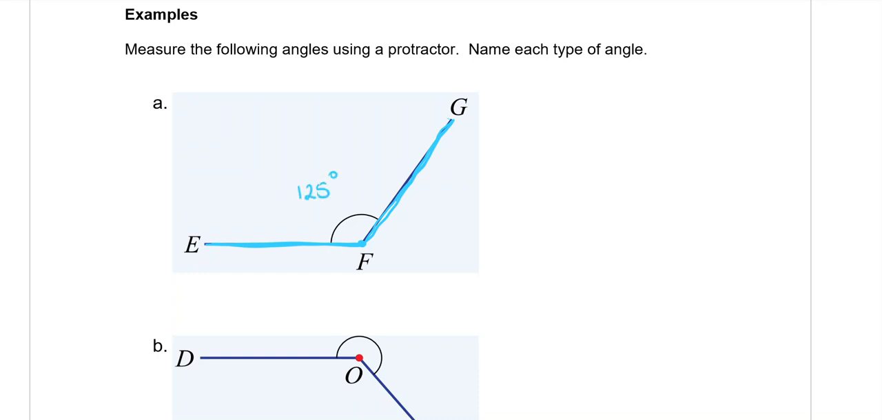And if you've measured it correctly, you should get that that is 125 degrees. Okay, so that is the measurement in degrees, but the question also asks us to name the type of angle according to its size. 125 is between the 90 and 180, which is what we call an obtuse angle.